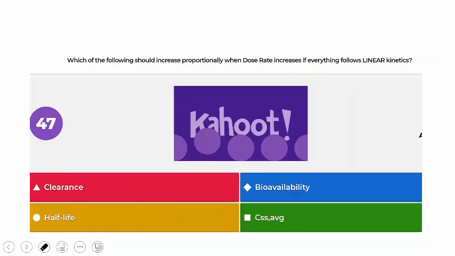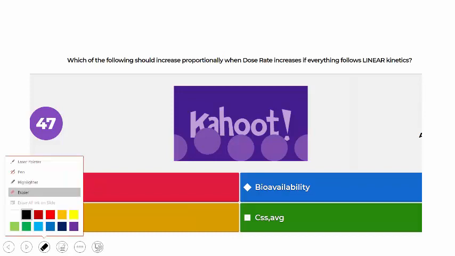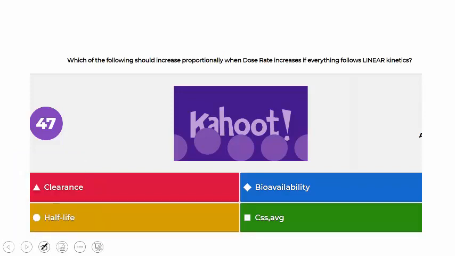All right, move on. All right, which of the following should increase proportionally when dose rate increases, even if everything follows linear kinetics? So which should increase proportionally? So if we look at what are the determinants, well, first of all, if we talk about dose rate, as it increases, what else would increase with it?